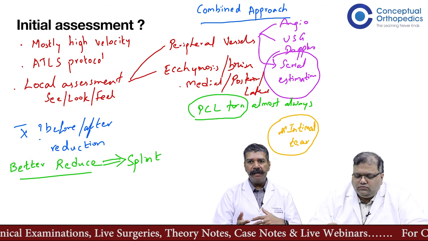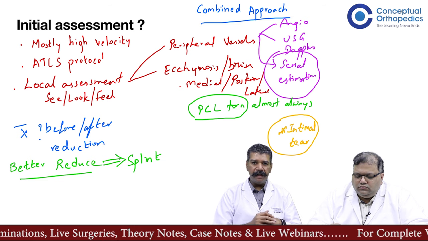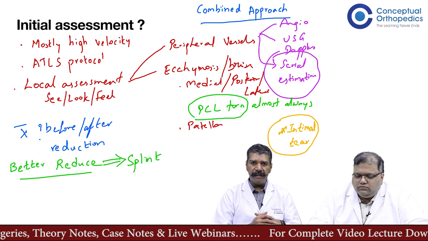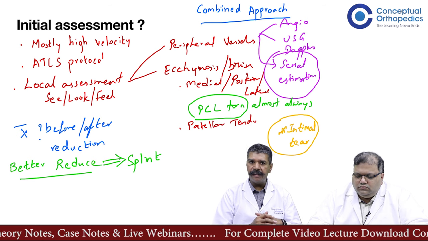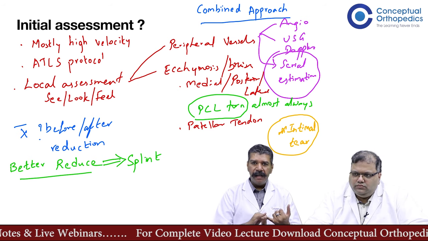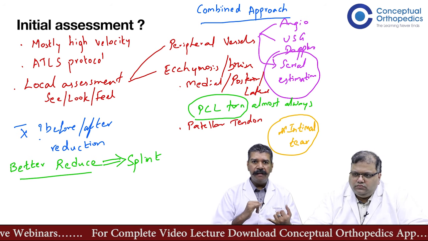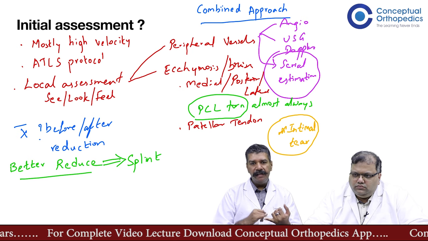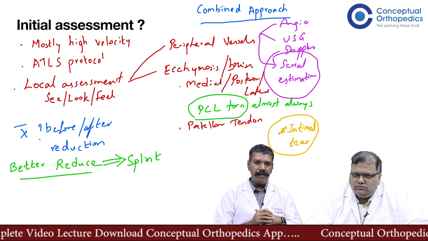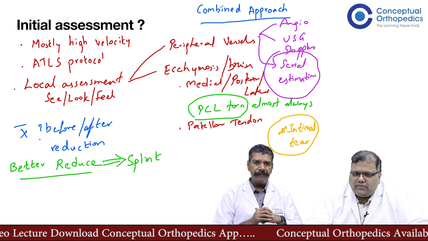So a clinical examination will tell you if there's a tear in the patellar tendon or if there's a tear in the quadriceps tendon, and this can be further confirmed with imaging like an X-ray or an MRI or a CT scan subsequently. So that's how I would do an initial assessment. A, is the patient's life in danger? B, is the patient's limb in danger? And C, what portions of the knee appear to be in danger on the clinical examination?